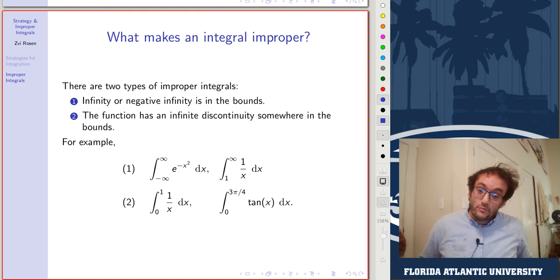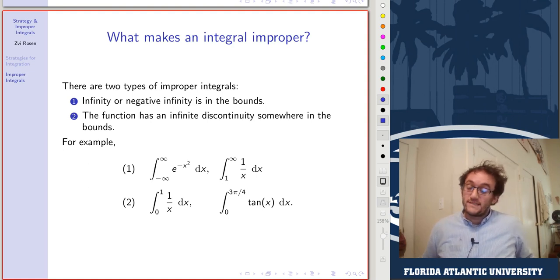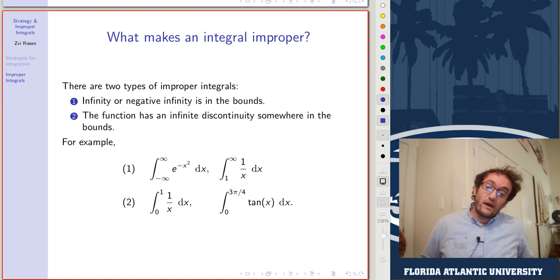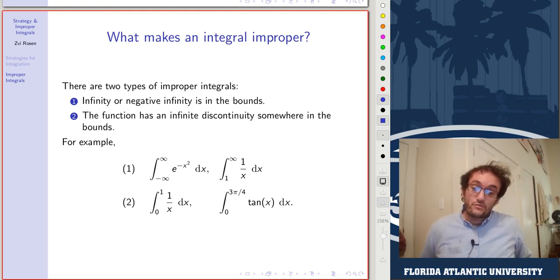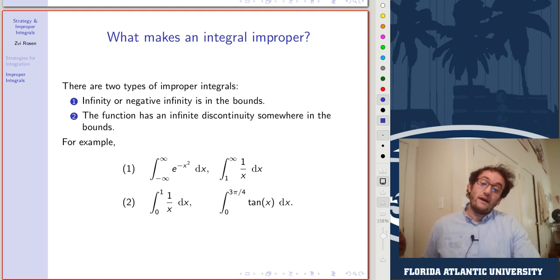For examples of the second type, we have the integral from 0 to 1 of 1 over x dx. Here we know that x equals 0 is an infinite discontinuity for this function, so that makes it improper. And the other example of the second type is the integral from 0 to 3 pi over 4 of tan x dx. We know that tan x has an infinite discontinuity at pi over 2, and since that's in the bounds, the integral is improper.